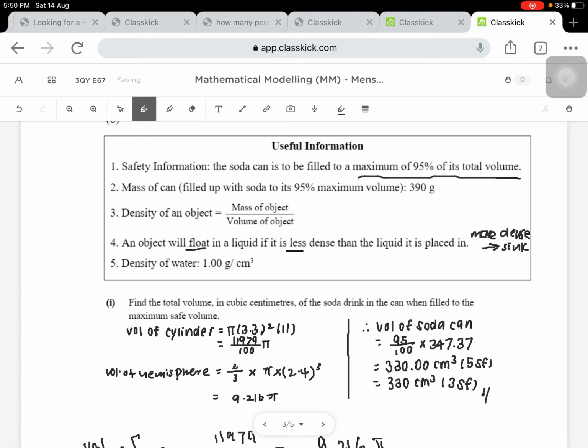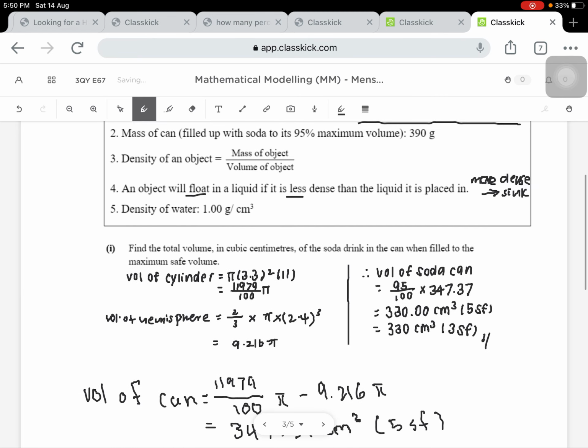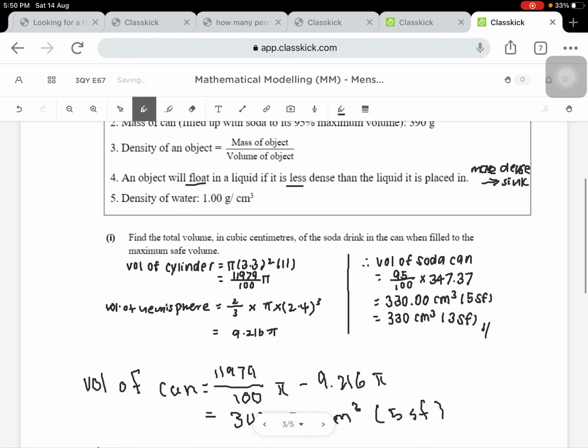The formula for finding density of an object is taking the mass of the object divided by the volume of the object. An object will float in a liquid if it is less dense than the liquid it is placed in. So that means that if the object is denser than the liquid, it will sink. Lastly, they tell us that the density of water is 1.00 gram per cubic centimeter.